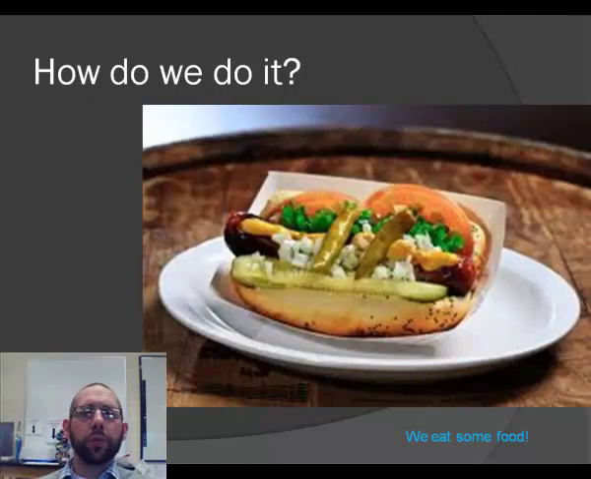Okay, so how do we do this process? Well, first we got to eat some food. This is one of my favorite foods. It's one of my guilty pleasures. It's called a Chicago hot dog. It was developed in Chicago. Some guy made it, and it's become a popular thing. But it has all different types of little vegetables and little things on it.